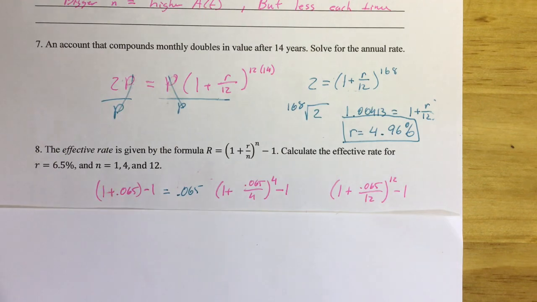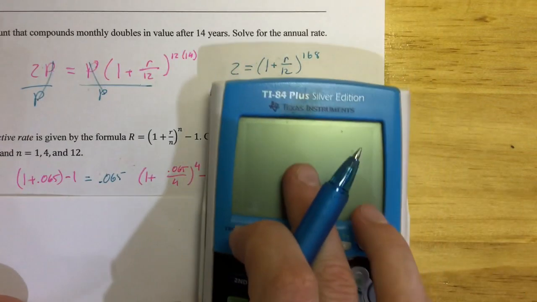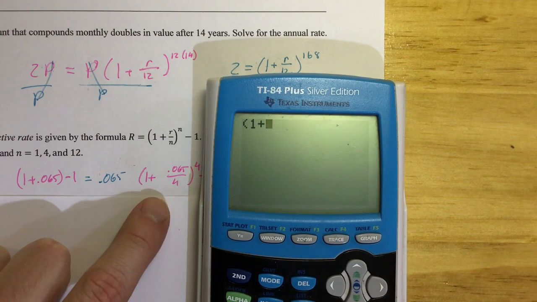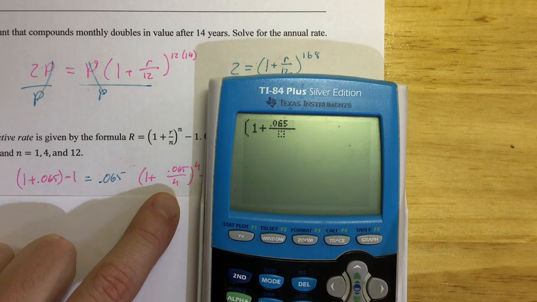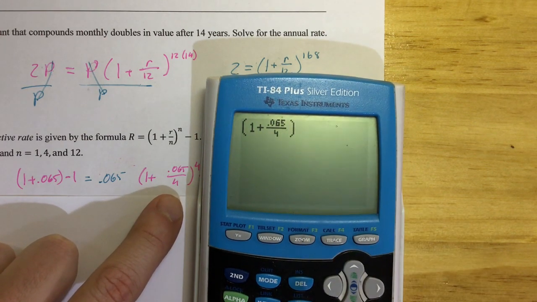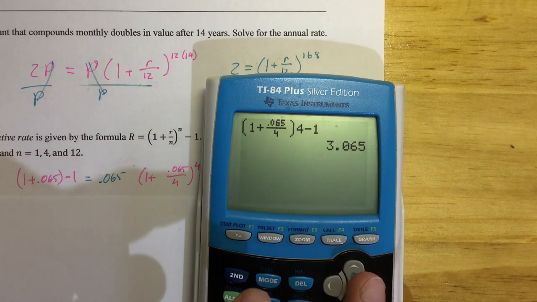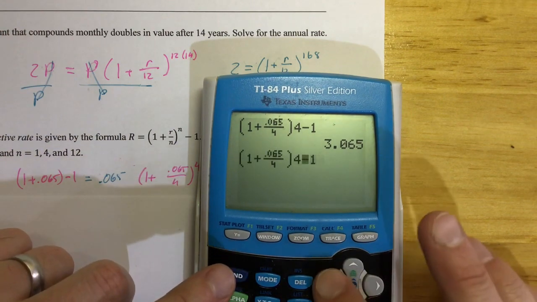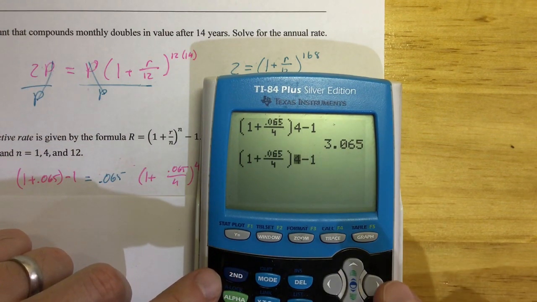Okay, so the others, it might take me a sec here to type them all in, but we're going to have in parentheses 1 plus 0.065 divided by 4, raise that to the 4th power, and then subtract 1. No, I didn't type it in correctly there. All right, let me try that again. Delete that.